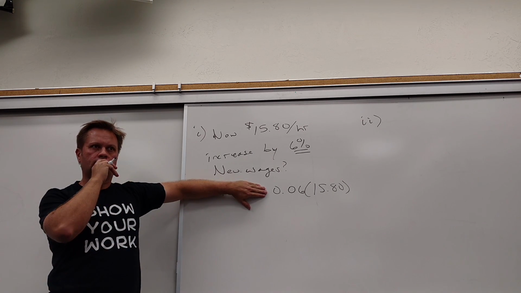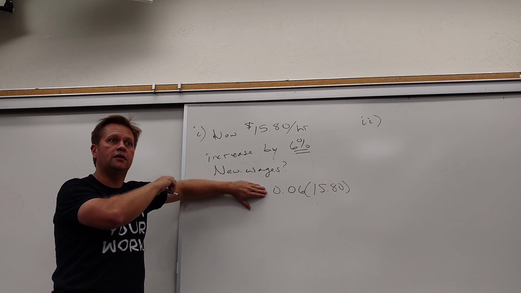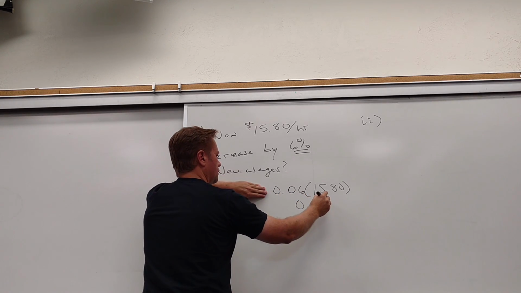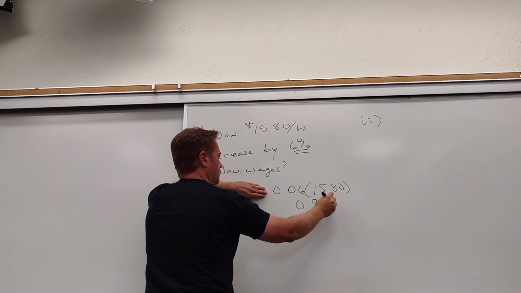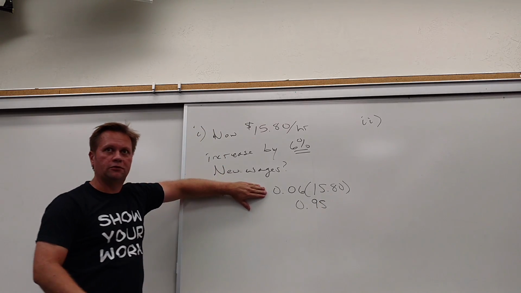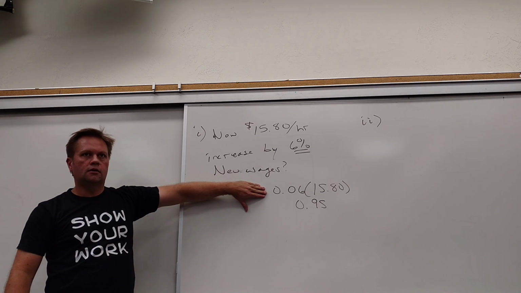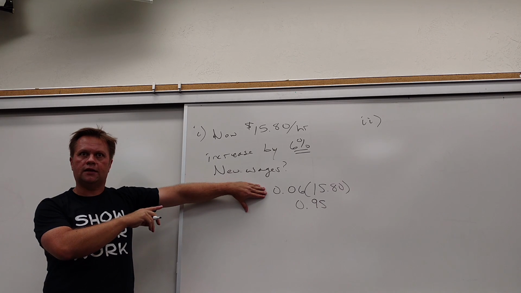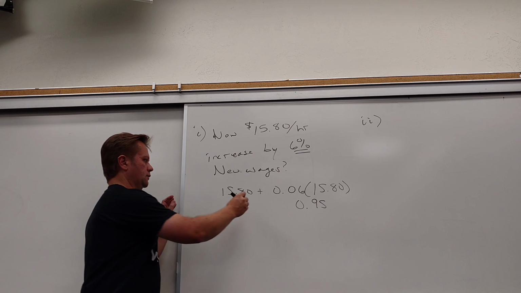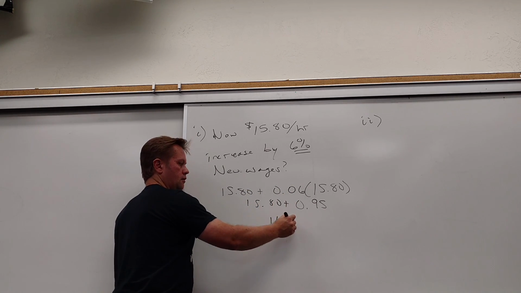94 cents. And what do you get when you multiply that? 94.8? Let's make it 95. We'll be nice, we'll round up, although the bank and your employer probably will round down. So that 95 cents represents the change, and then I'm going to add it to 1580. So how much am I making now?